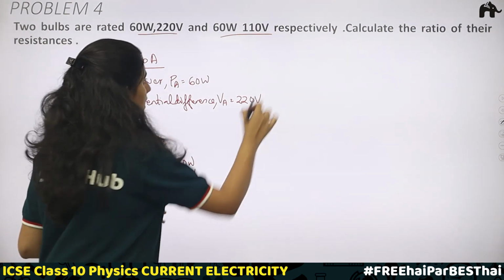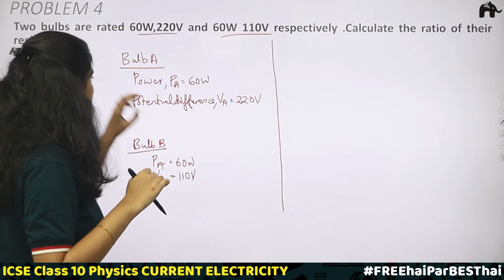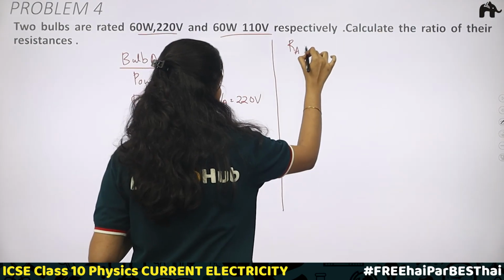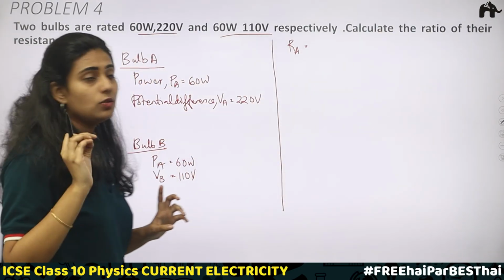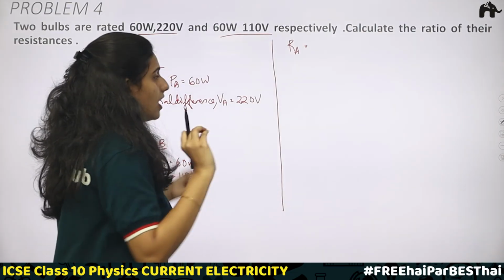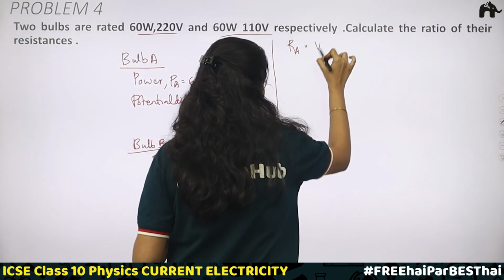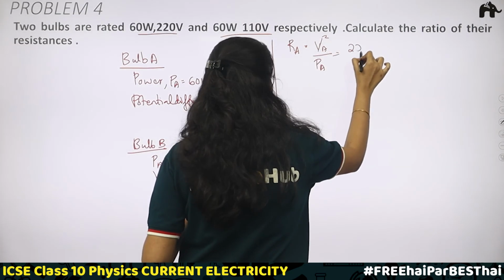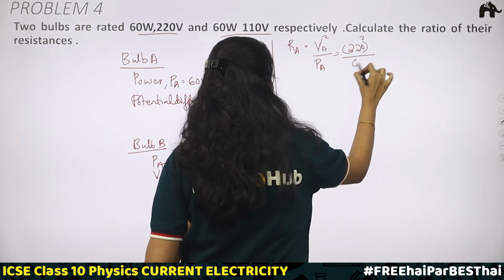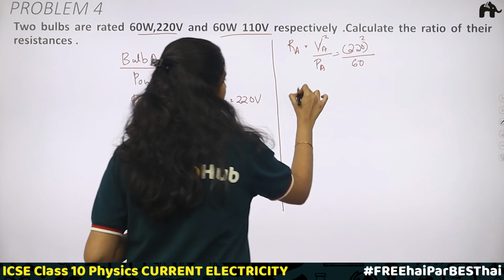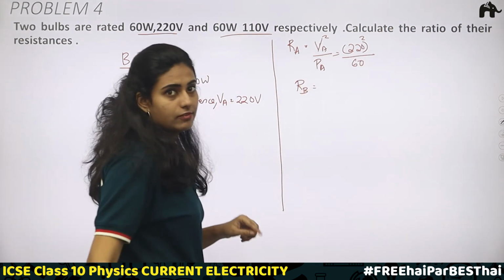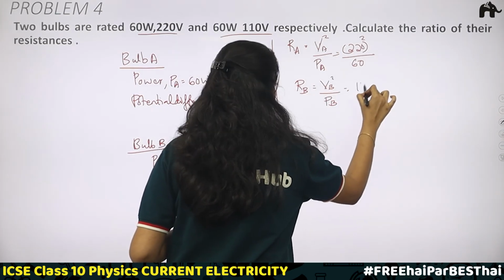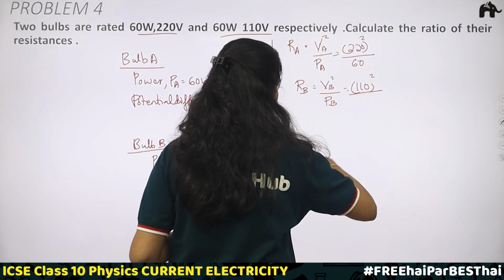We have to find the ratio of the resistances of bulb A and bulb B. What is the resistance of bulb A? We have power P is equal to V square divided by R. Therefore, RA will be V square divided by P, VA square divided by PA. Put the value: 220 square divided by 60. Now, what about RB? Resistance of bulb B will be equal to VB square divided by PB, which is 110 square divided by 60.